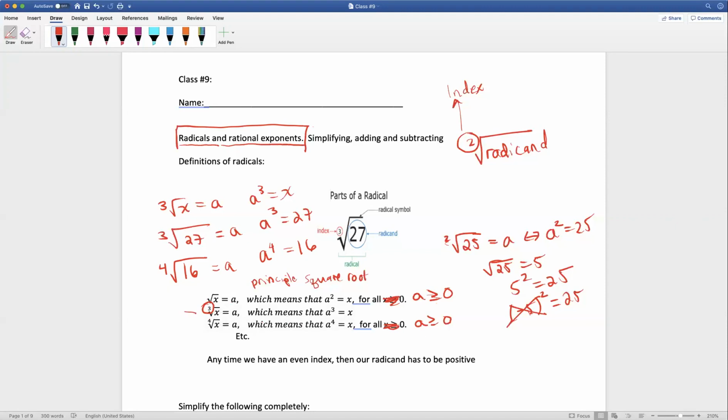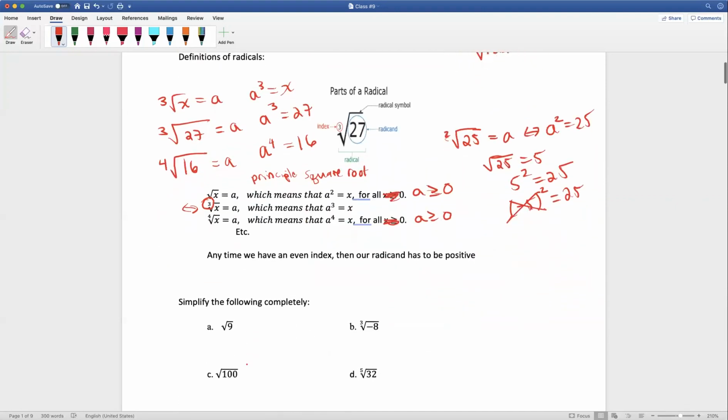But if we have an odd index, you really have to pay attention to that, because if the radicand is negative, the answer will be negative. If the radicand is positive, the answer will be positive. So what am I talking about? Well, let's practice. Let's take a look at a handful of examples for this over here.